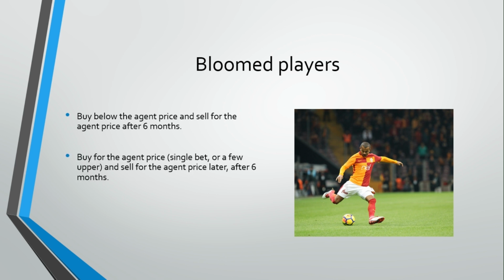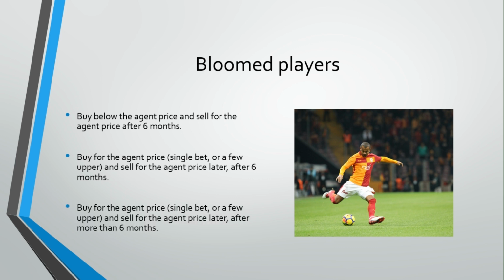The second variation is to buy a player for agent price and sell for agent price again later, after 6 months, as the agent price will be higher. In this case, you should preferably make a single bet, like the player is on offer for agent price. You bet once, which will be over the agent price already, and that's it. If anyone covers you, you just give up. Or you can go up a few bids, one or two bids only. Okay, because if you go too far, your profit in the end may be too little, not worth it.